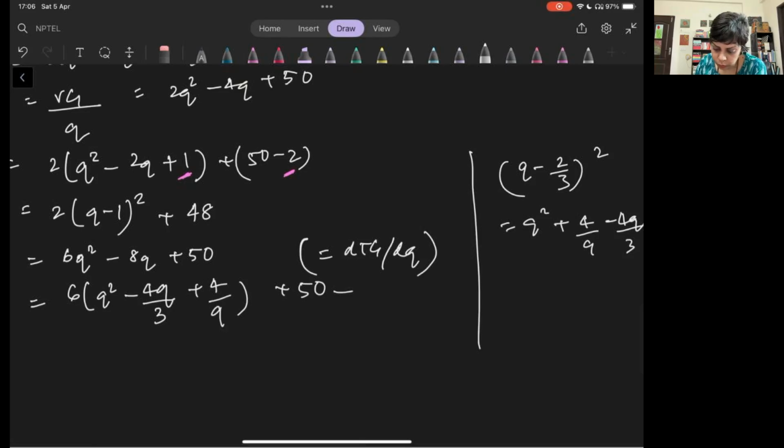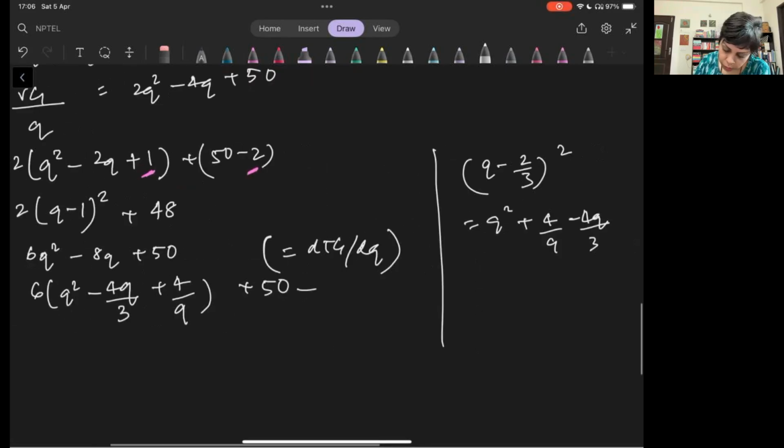Okay, so we have added this. 6 into 4 by 9 is what we have added, which is 8 by 3. So we will subtract 8 by 3 from here.